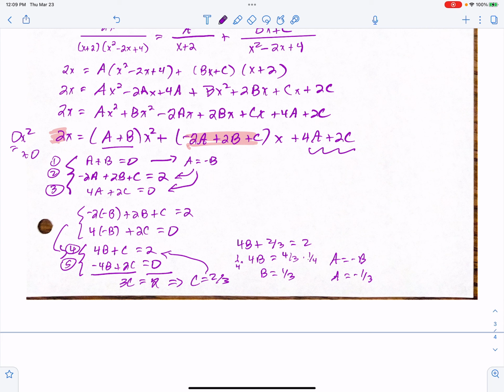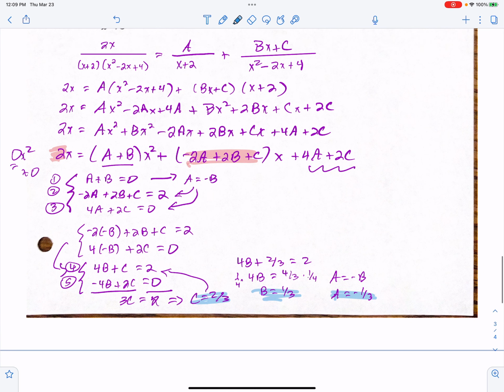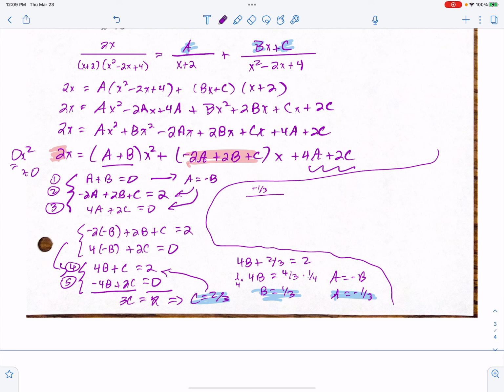But now I need to take each of these and plug them in up above for A, B, and C, and then rewrite it. So I'm going to come in, use this space right up in here, and I have a negative 1/3 over x plus 2, plus I have bx, which is a 1/3 x, and then plus 2/3 for c, over x squared minus 2x plus 4.